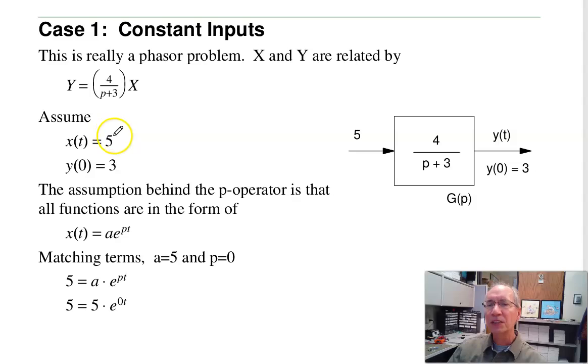If the input is a constant 5 with an initial condition, then what I'm going to do to find the forced response is assume all functions are in the form of e to the pt. So for the number 5, 5 is 5 e to the 0t. So for this guy, this means that p equals 0, and the amplitude is 5.